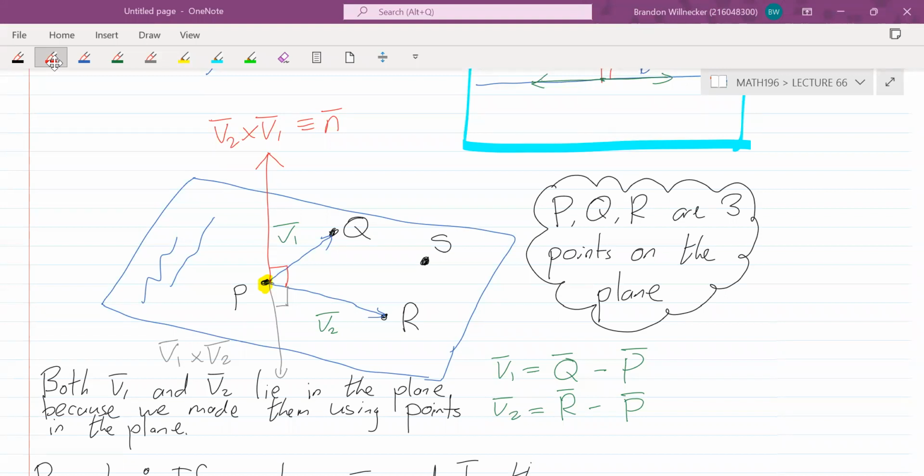So let's pick P because we used that one already. So it's going to be from P. Sorry, let's use green, from P to S. Let's call that vector W. So we've got this vector and we want to know, is this vector in the plane? If it is in the plane, then we know that S is a point on the plane. If the vector is not in the plane, then S is not in the plane. So you see it's the same kind of question.